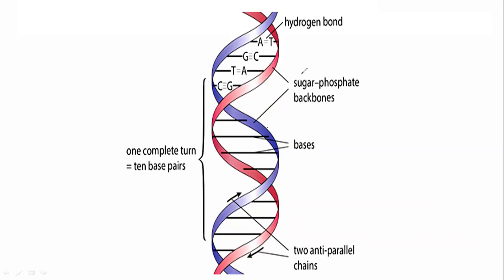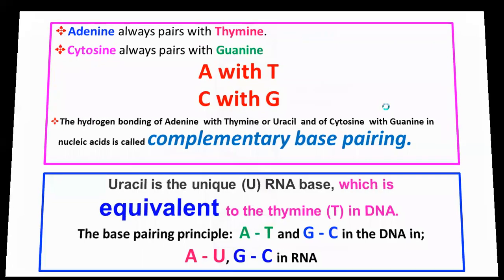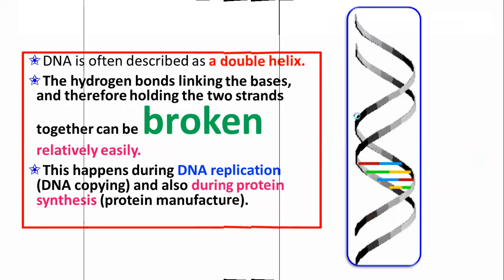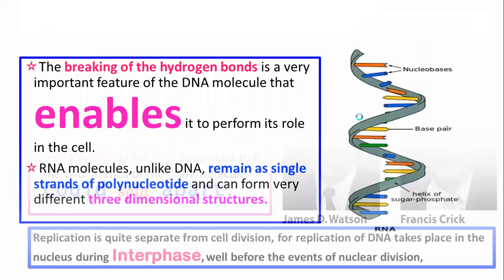Okay, here you can see again, and I told you that one complete turn, if it starts from here, will have how many base pairs? 10 base pairs. Okay. And we have already done this pairing up. I'm just quickly swiping this. You know that this is a double helix, you know the base pairing.